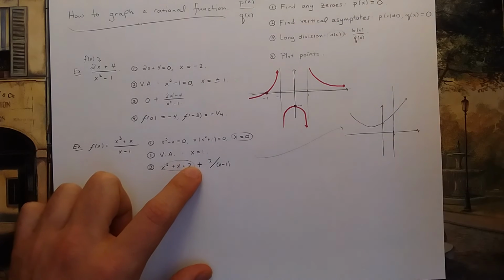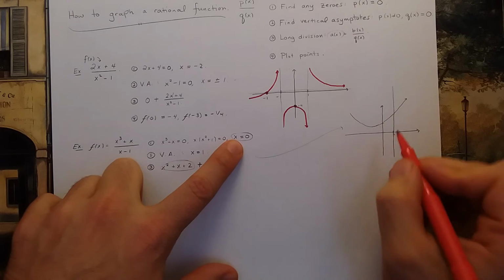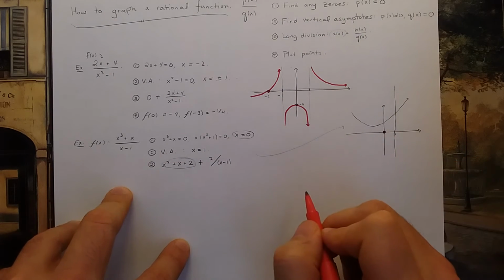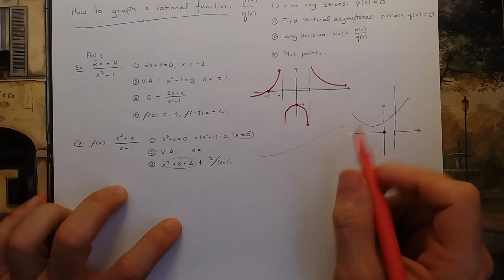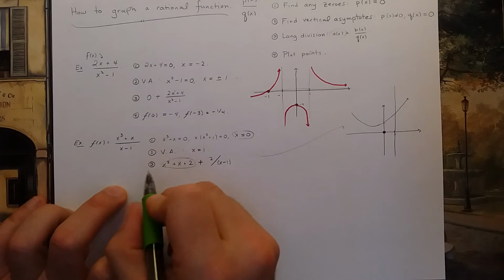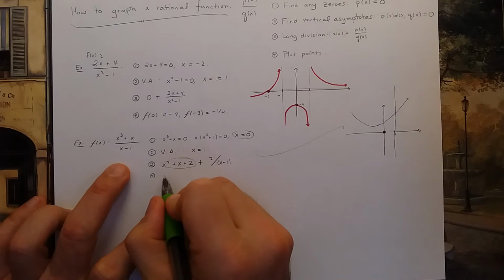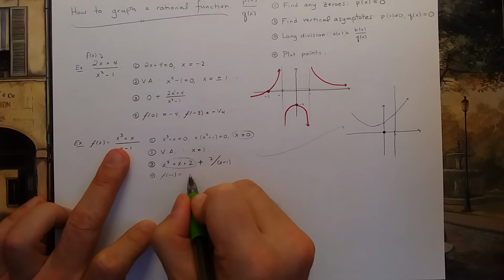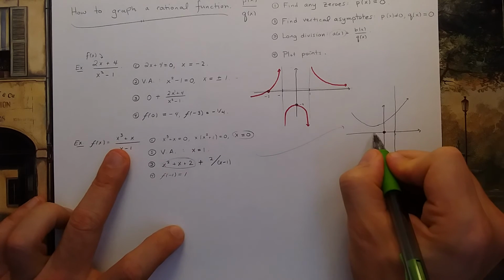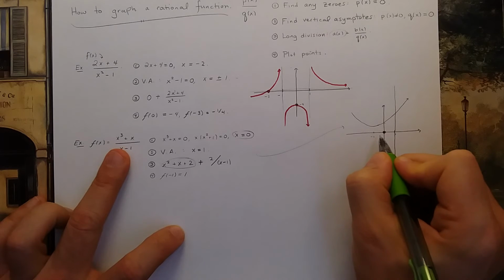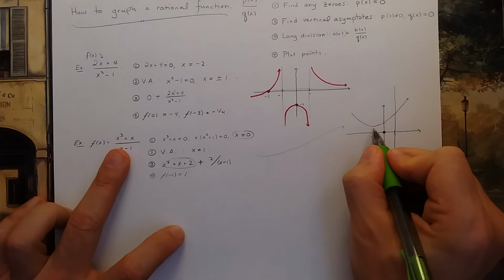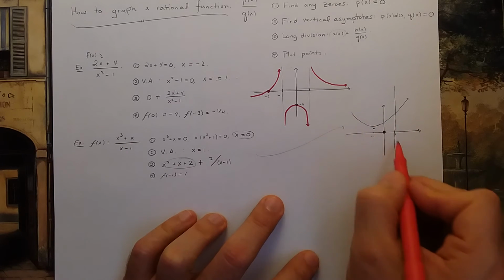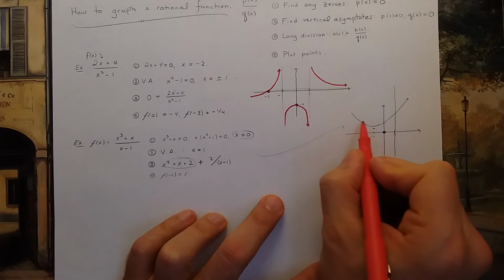I have a 0 at x equals 0, so the graph crosses here. That's the only place where the graph crosses the x-axis. And I could plot points. I could plot, let's say, if I plug in -1, I believe you get out 1. So here's -1. I get a height of 1, which is here, let's say.